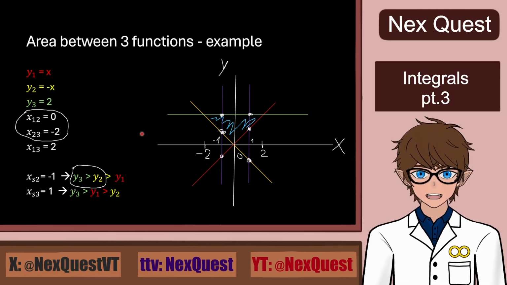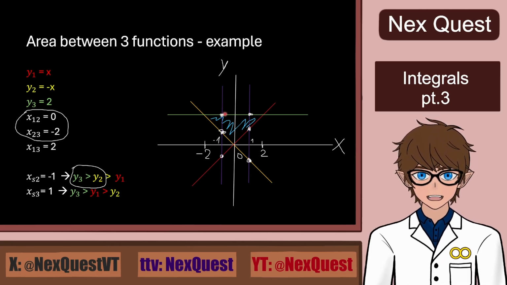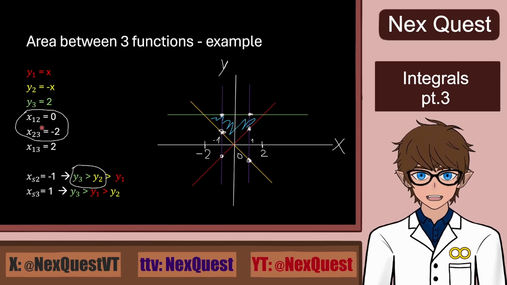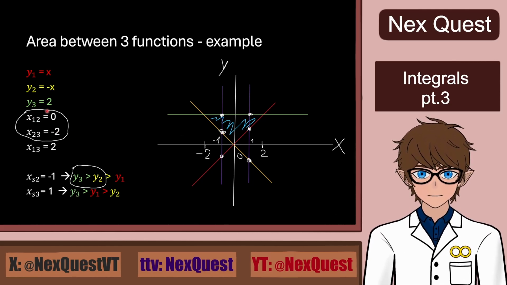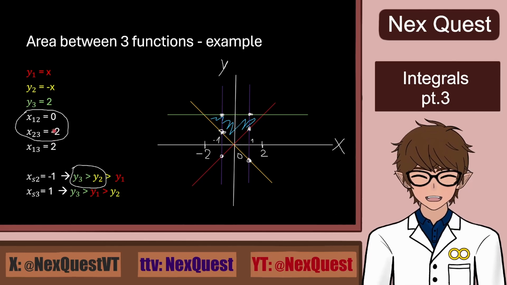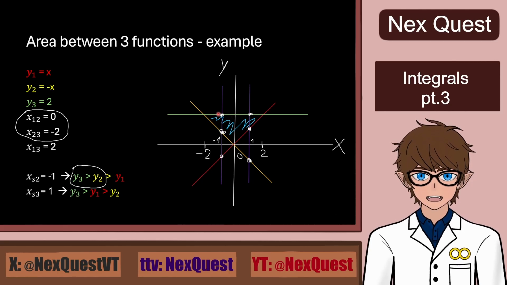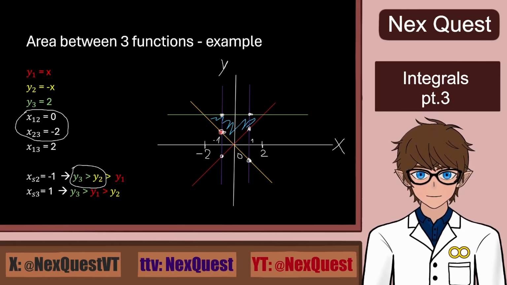But yeah, the first part will be between the green and the yellow, and between the first and the second x values, in ascending order that I have reordered them. So between the first and the second x values, we will have the integral between the green and the yellow function.